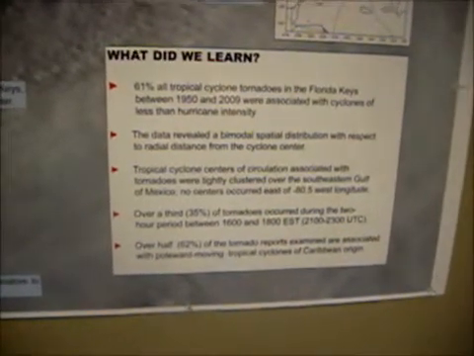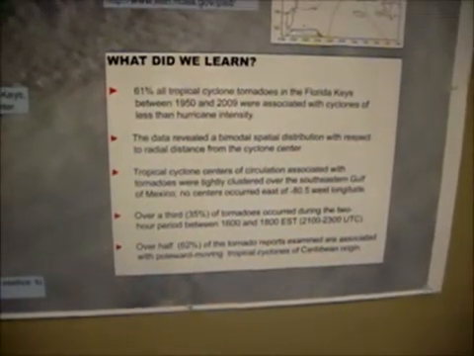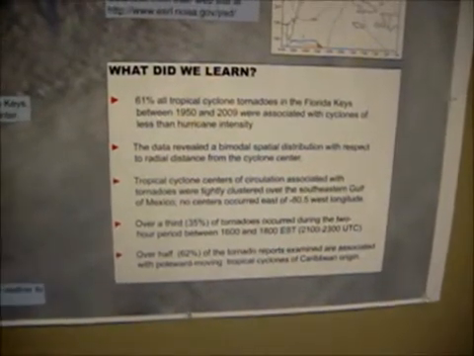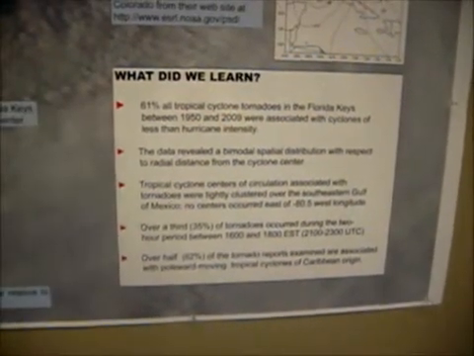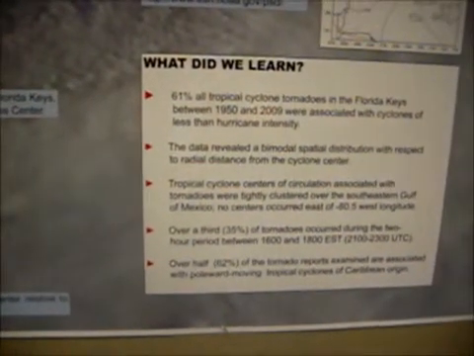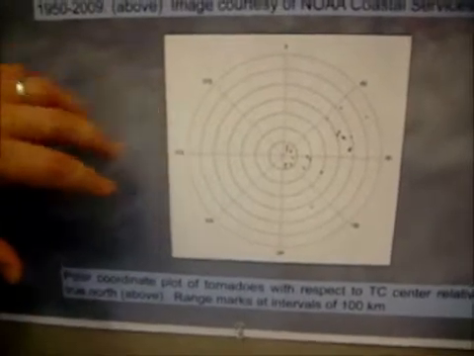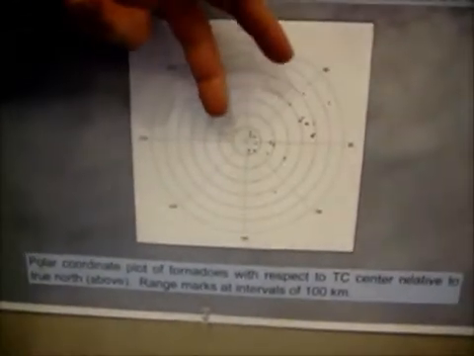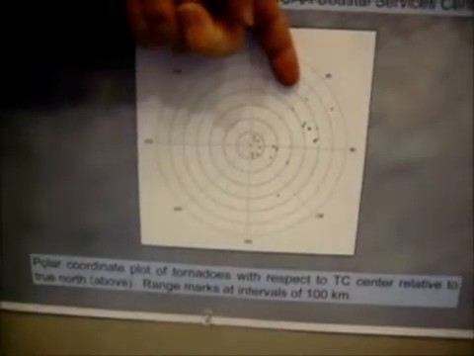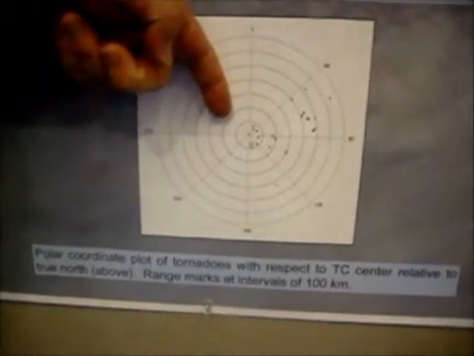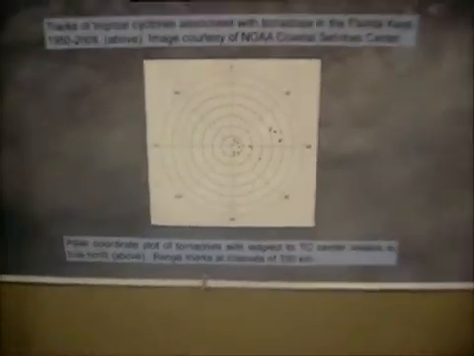We learned that a lot of these tornadoes occurred in association with tropical cyclones of less than hurricane intensity. In other words, they occurred in association with tropical storms and depressions, 61% between 1950 and 2009. The data also revealed a bimodal spatial distribution with respect to radial distance from the cyclone center. And this point is demonstrated quite well with this polar coordinate graph. You can clearly see from this graph that you have two favored areas, the first being the outer rain band mode, and this one here closer to the inner core of the tropical cyclones.